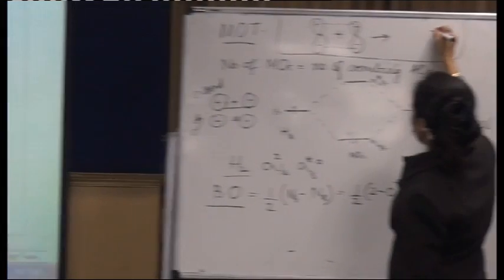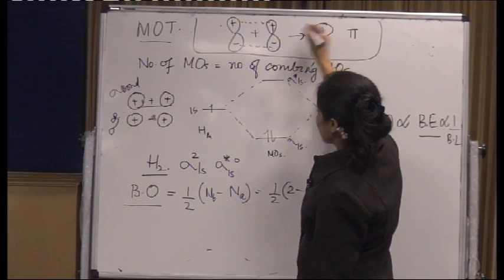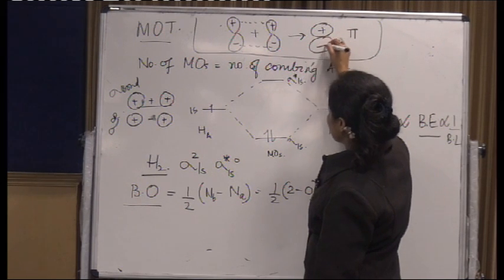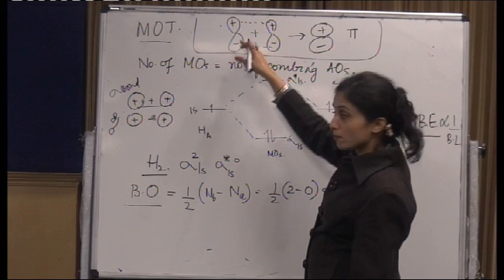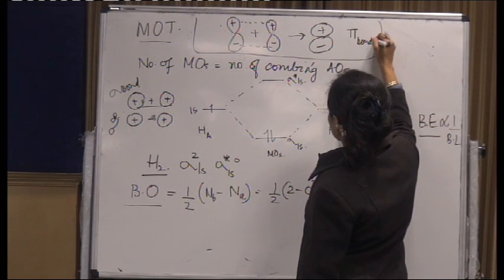Sideways overlap means that this will result in a pi bond formation, and because the same signs are interacting, plus is interacting with a plus to form a plus, the negative is interacting with a negative to form a negative orbital. So when the same signs interact, you have a bonding molecular orbital. So this will be a pi bonding.